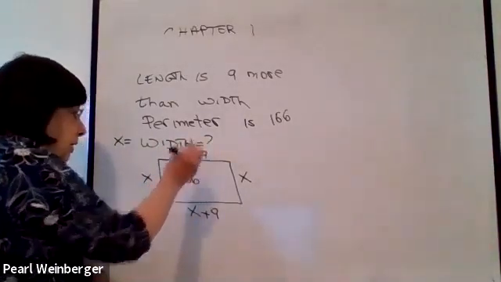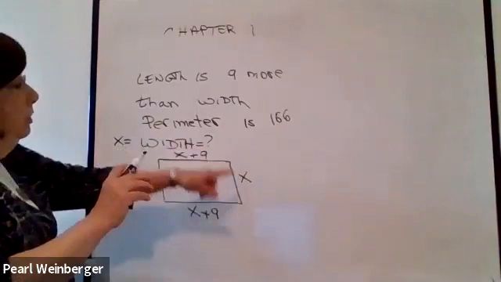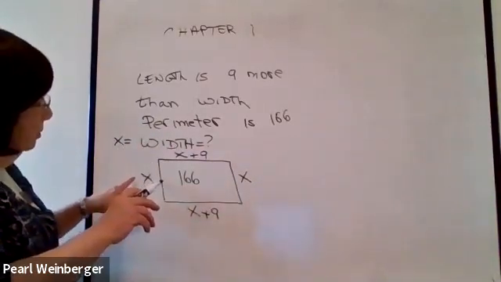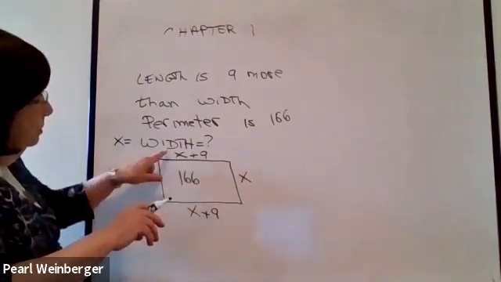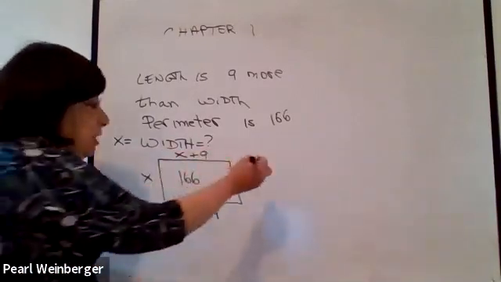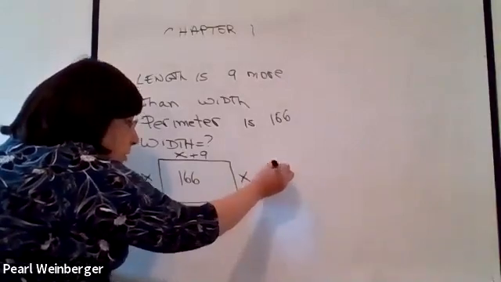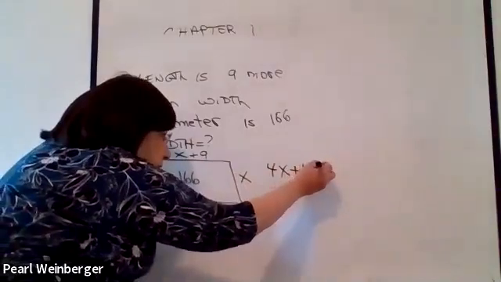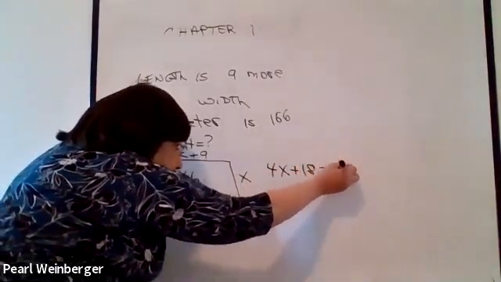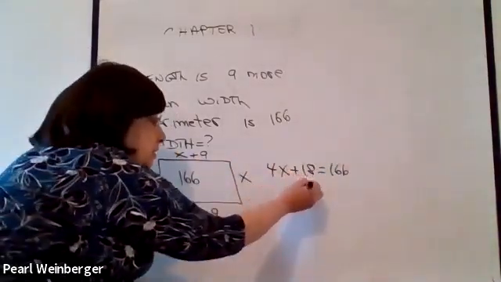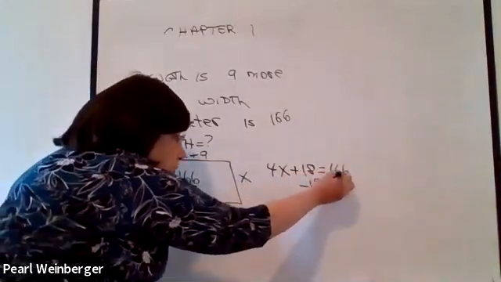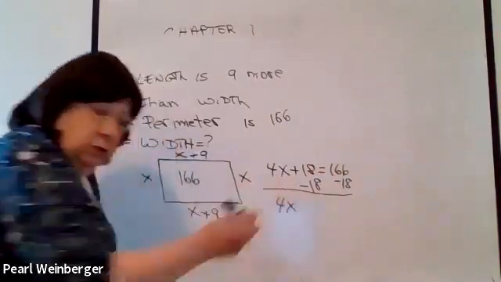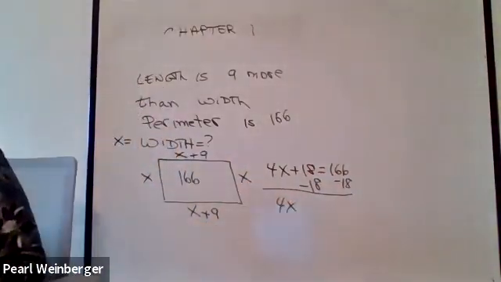So this is also x plus 9. And your perimeter is all 4 sides added together. So if I add them all together, x plus x plus x plus x gives me 4x. And 9 and 9 is 18. That's going to equal the 166. And now this is an easy equation to solve. I subtract 18 from both sides. That gives me 4x, and I'm going to use my calculator.